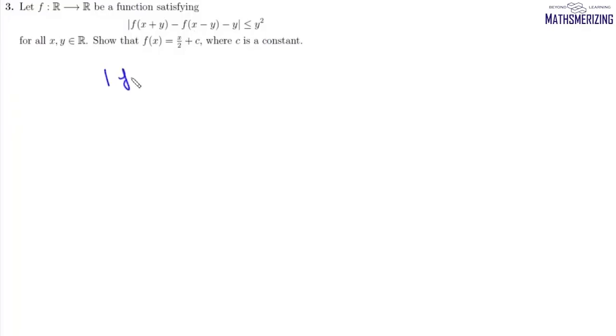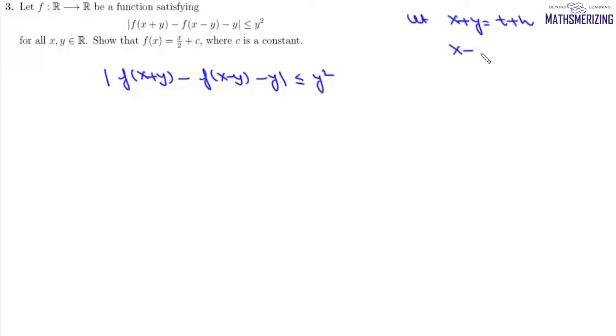Now question number 3 is, let this function f be defined from R to R such that mod of f x plus y minus f x minus y is always less than or equal to y square. Now we need to show that fx is x by 2 plus c, where c is a constant. Now what we'll do is we'll try and rearrange this functional equation. So we'll let this x plus y as some t plus h and x minus y as t.